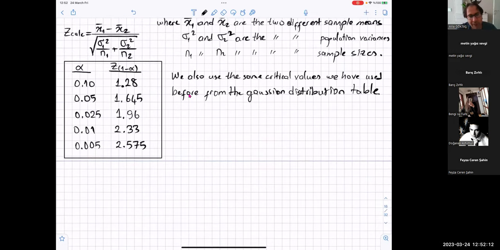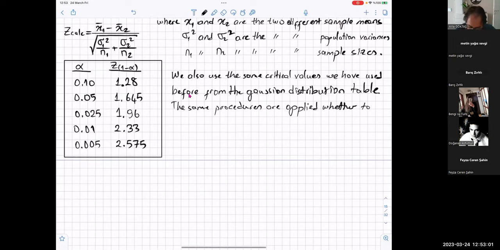The way we test the hypothesis will be the same. We use the same procedure as we did before, no difference. The same procedures apply to decide whether to reject the null.